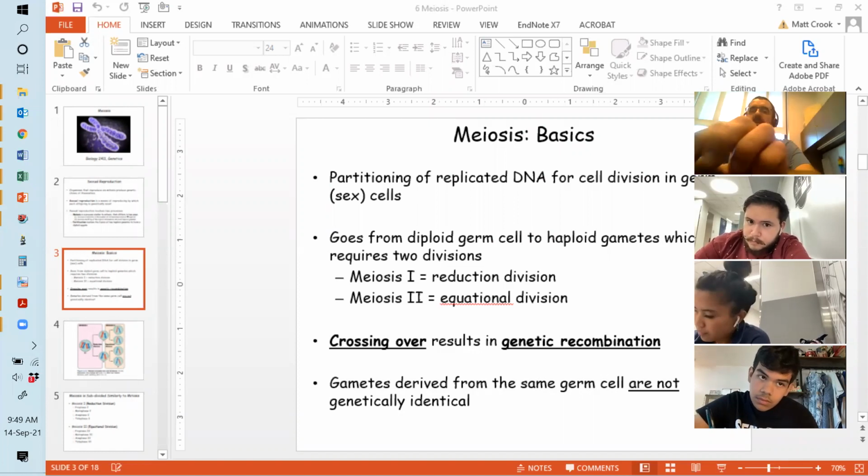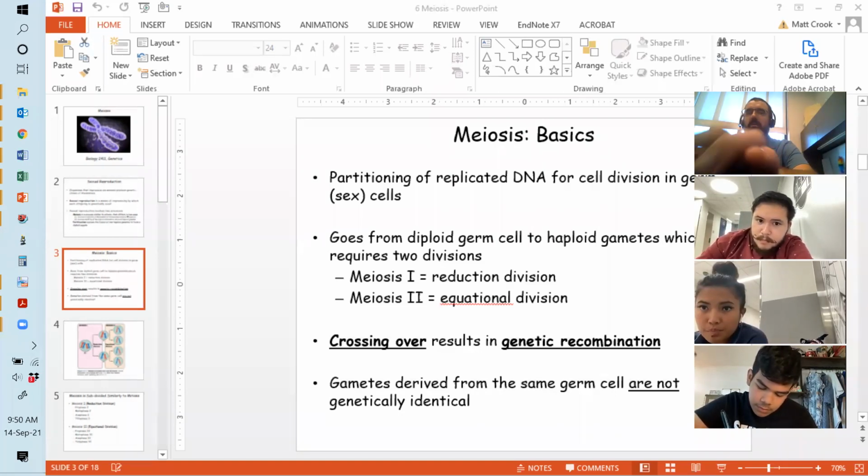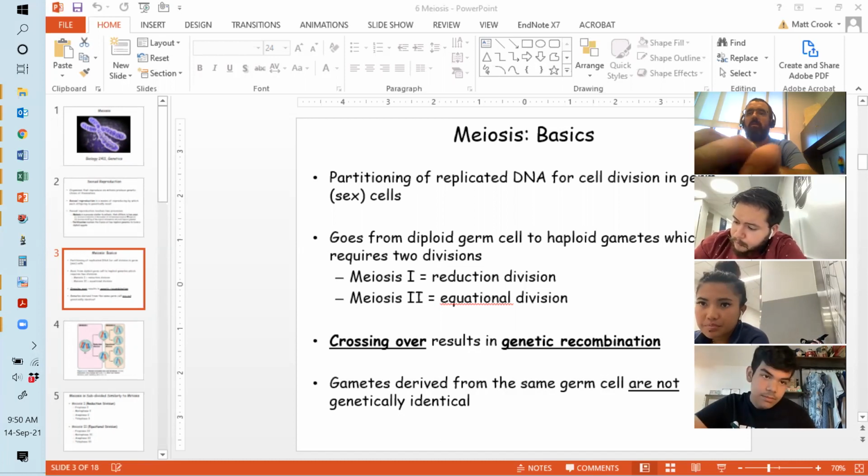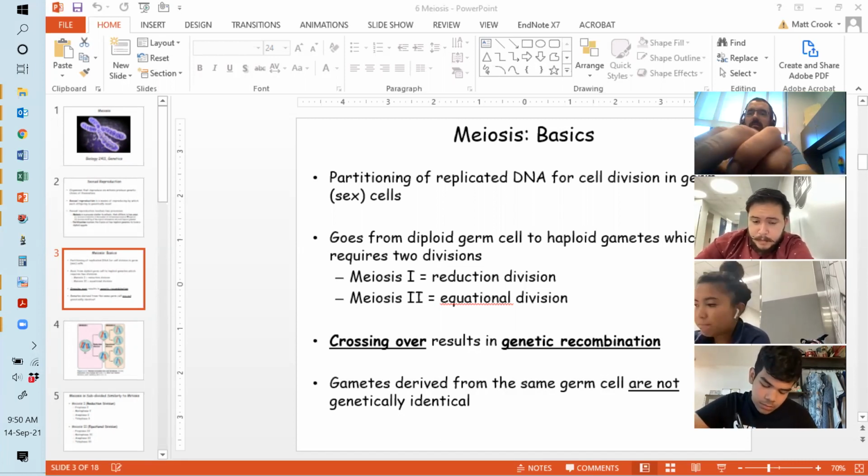There are two big things that happen in meiosis. Well, meiosis one, sorry. One, recombination, also called crossing over, also called synapsis. There's a lot of different words for that. I don't know why, right? That's between homologous chromosomes. And that occurs in prophase one.